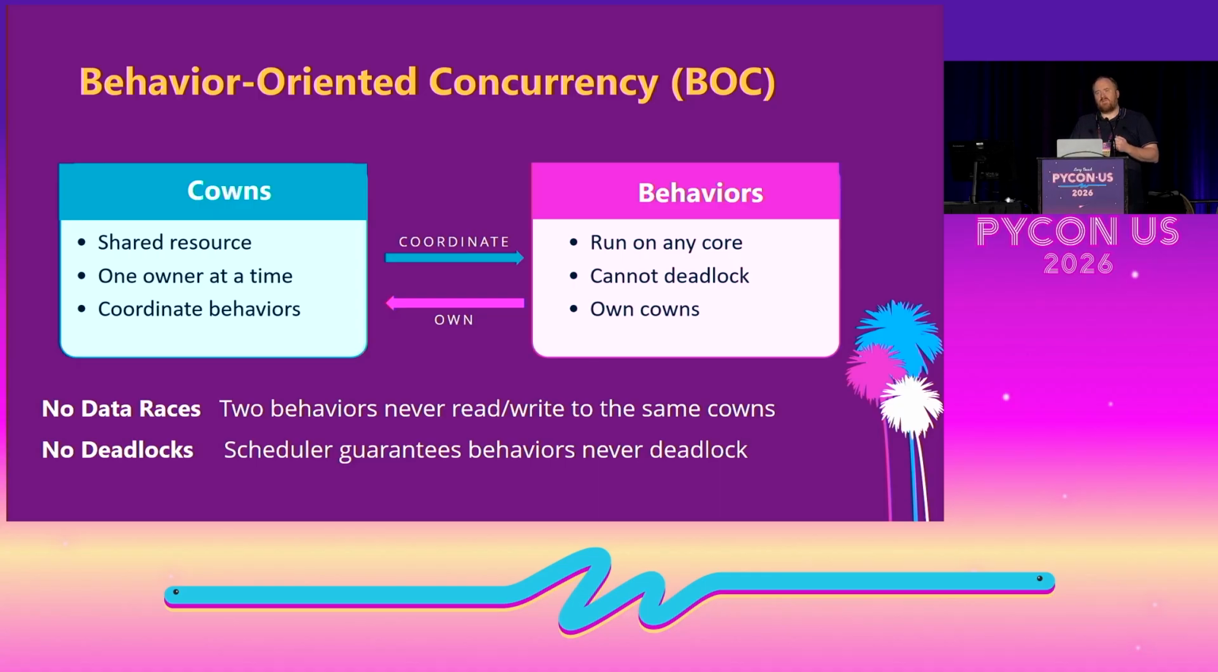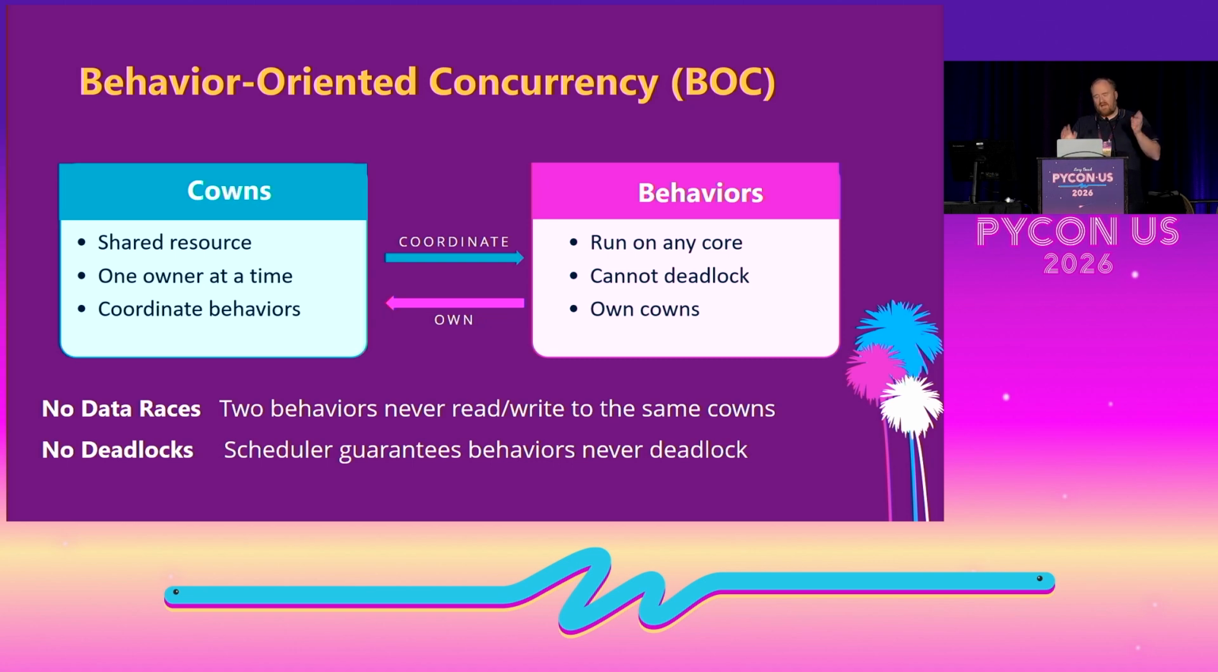And so these two primitives provide some really nice building blocks for concurrent programming, and they give us two really helpful guarantees. The first one is that the temporal ownership means no data races. It's never possible for two threads of execution to be looking at or writing to the same data at the same time. It just cannot happen, guaranteed. And the second one is no deadlocks. So behaviors, because of the way the scheduler works, will never deadlock.